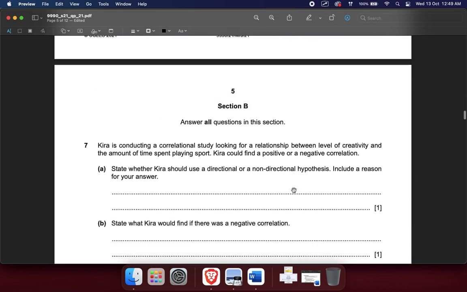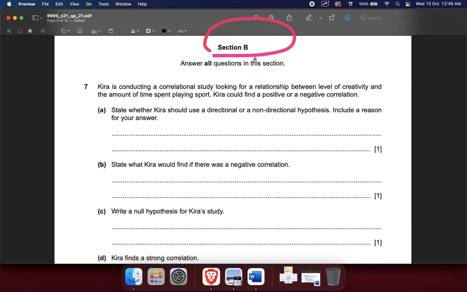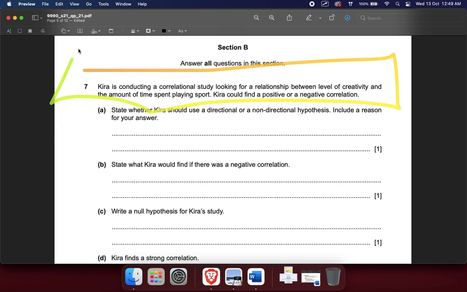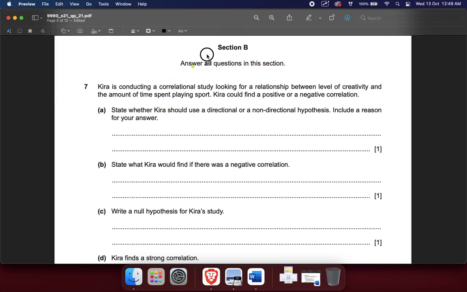Okay. Moving on. Section B. Right. Kira is conducting a correlation study looking for a relationship between level of creativity and the amount of time spent playing a sport. Okay, Kira could find a positive or negative correlation. So again, always read this and understand what is going on, right? So firstly, correlational study. So there are two variables at least. I should see variable 1, variable 2. Relationship between level of creativity. Okay, so variable 1 is creativity, and variable 2 is amount of times playing a sport, right? Variable 1, variable 2, right? Creativity, playing sport. Are they correlated to each other?